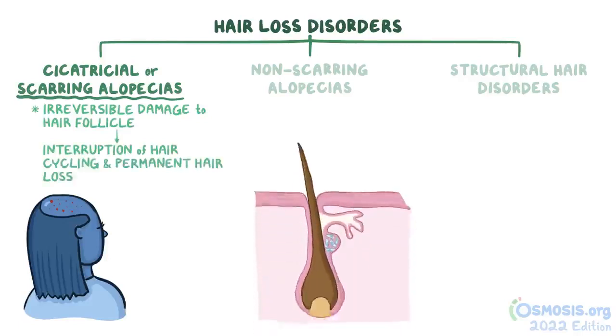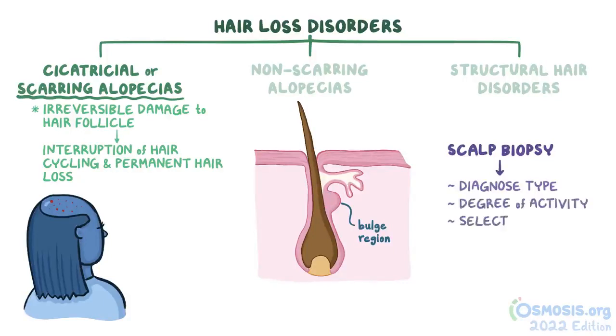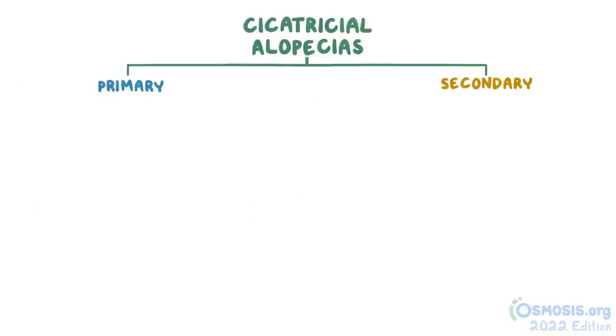The loss of follicular keratinocytes in the bulge region of the hair follicle is thought to contribute to the development of cicatricial alopecia. A scalp biopsy is necessary to diagnose the type of cicatricial alopecia, to determine the degree of activity, and to select appropriate therapy. Cicatricial alopecias may be primary or secondary.